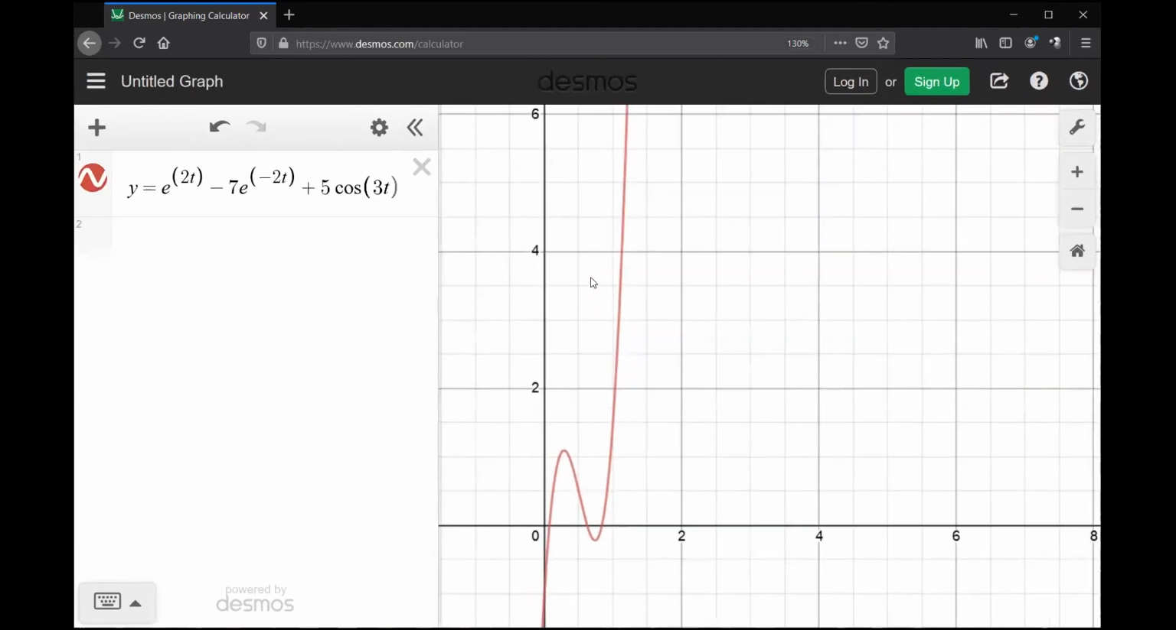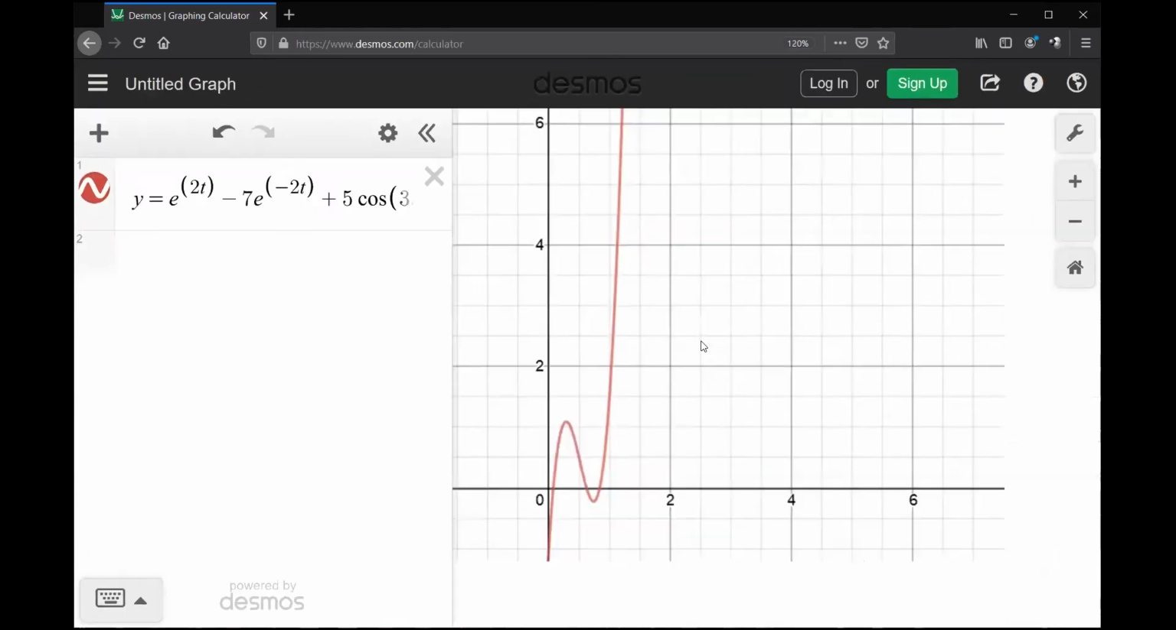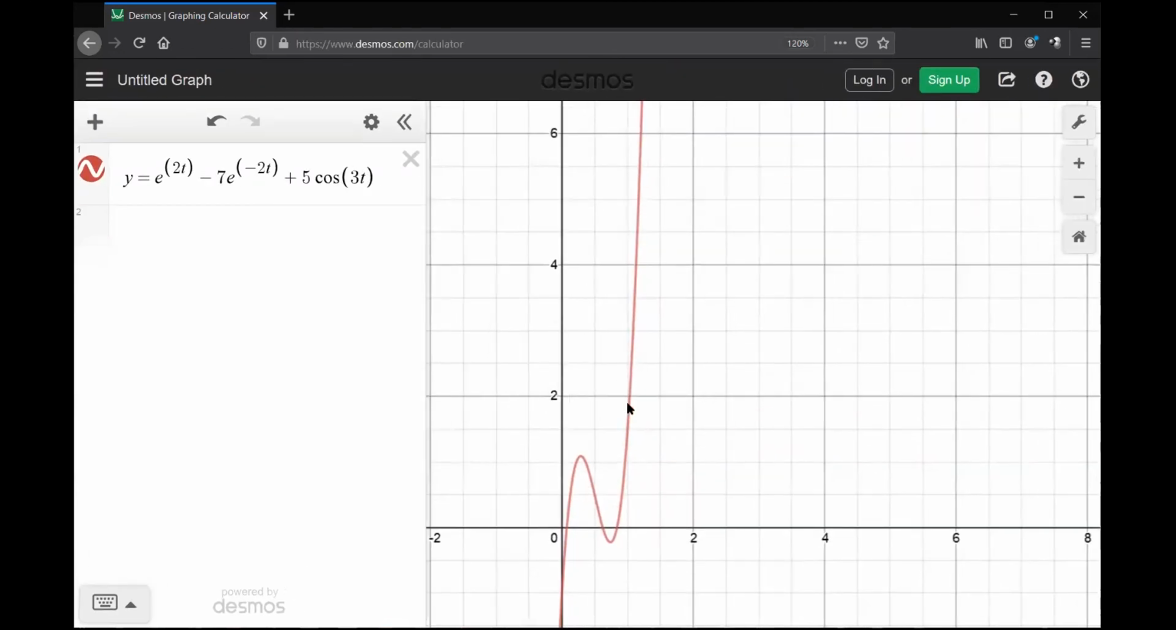If you were to zoom in really, really far, you might be able to see some slight variations from the cosine term, but it's going to be vastly dwarfed by the e to the 2t. So to us, we can't really notice any changes. It looks like it's just always increasing upwards, but in fact, there are some slight wiggles because of this. Now I want to check chat real quick.